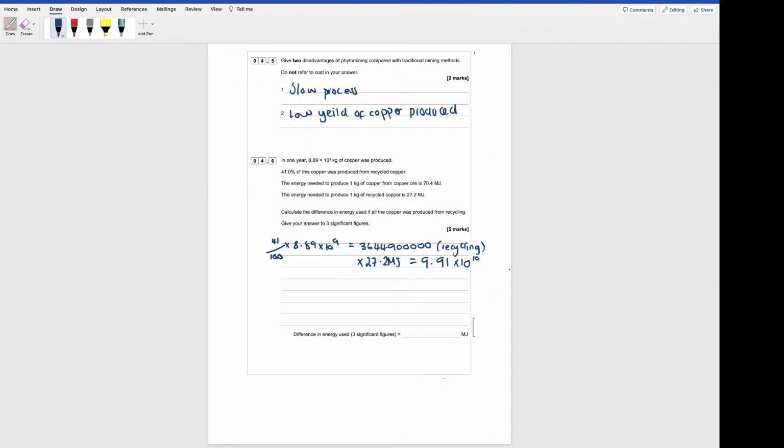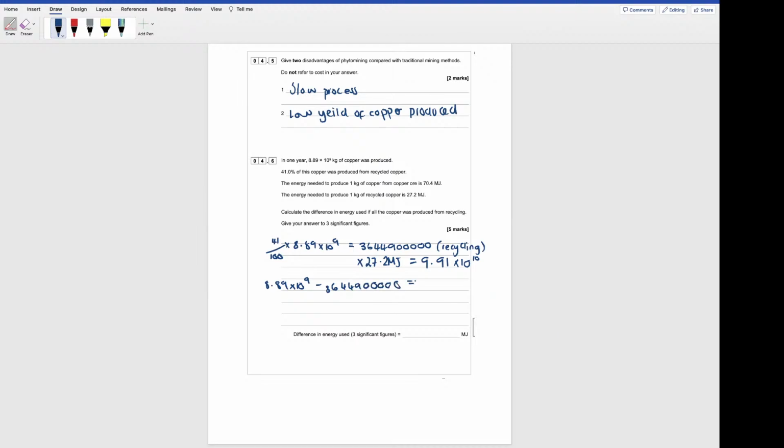Now we're going to do exactly the same for the non-recycled, basically the copper we got from the ore. Now to do that, I know that the total is 8.89 times 10 to the 9. So I'm going to subtract the recycled copper, and that will leave me with the mined copper, the copper from the ore. So 8.89 times 10 to the 9 minus 36449.